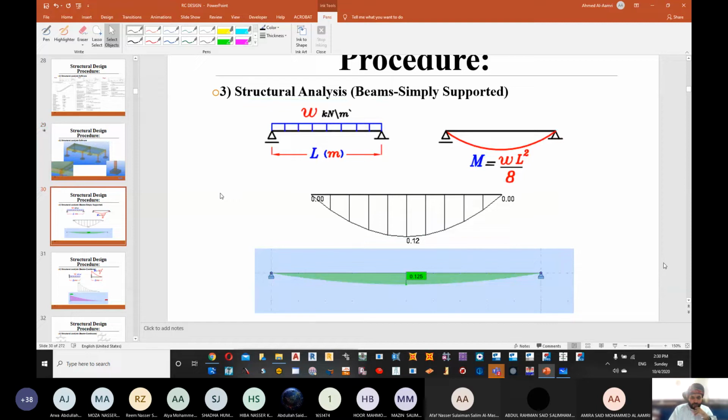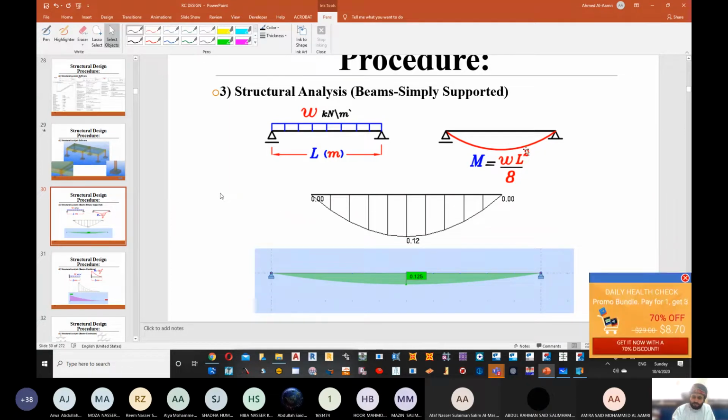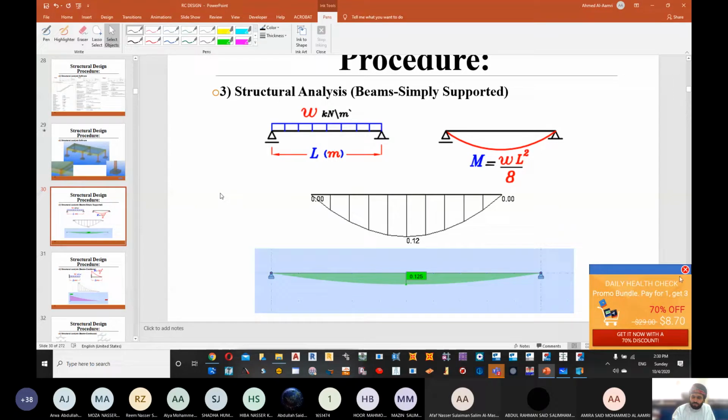Now, basic structural analysis says for you, for example, if we have a simply supported beam with a UDL, it will give us a bending moment diagram which is parabolic with the value of WL square over 8.